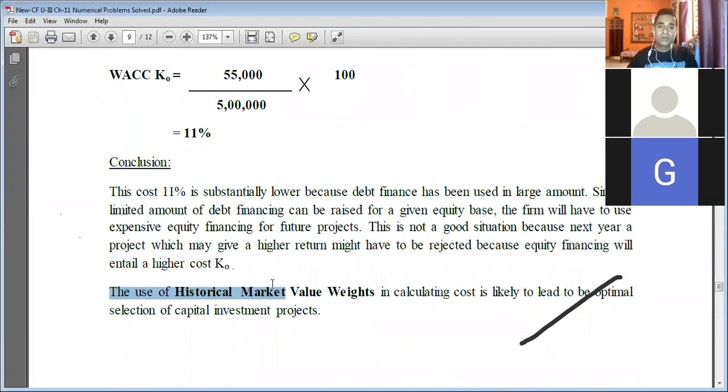Now the overall conclusion. Among the marginal weights, book value weights and market value weights, I repeat, the overall conclusion: the use of historical market value weights in calculating cost is likely to lead to the optimal selection of capital investment projects. The best or most logical weights are historical market value weights in calculating the weighted average cost of capital. So that's the conclusion.